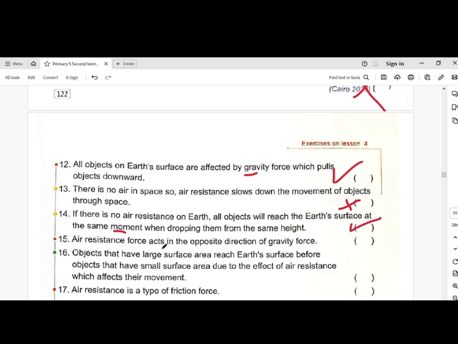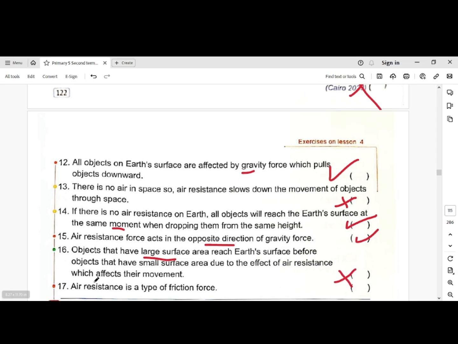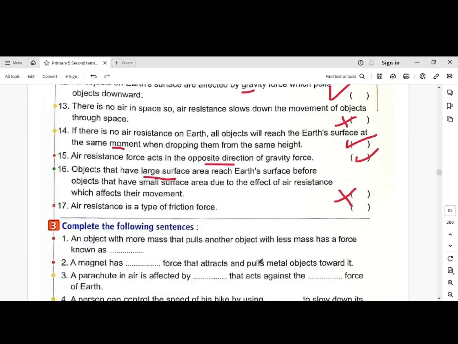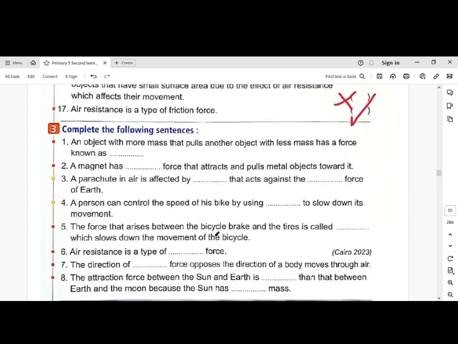Air resistance force acts in the opposite direction of gravity force. الكلام ده true. Objects that have larger surface area reach the Earth's surface before objects that have a small surface area due to the effect of air resistance which affects their movement. الكلام ده wrong. Air resistance is a type of friction force. الكلام ده true. Complete the following sentences. An object with more mass that pulls another object with less mass has a force known as gravity.